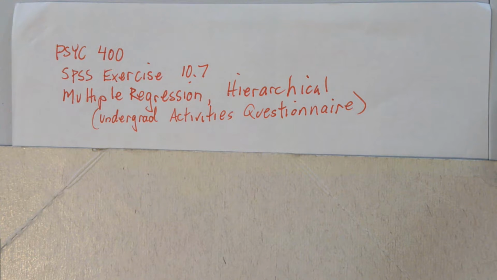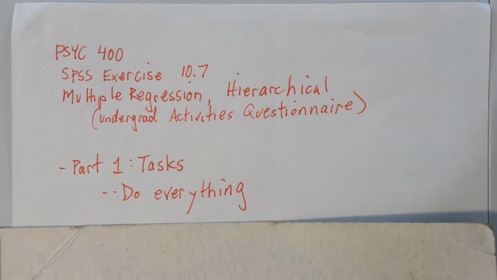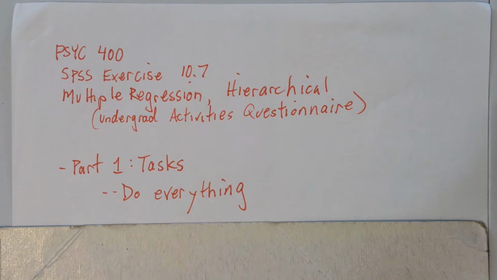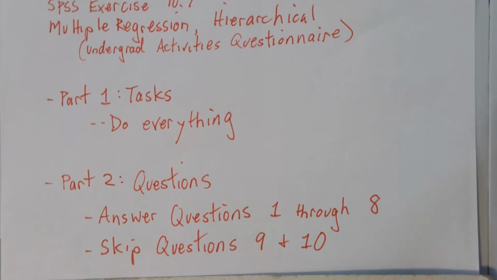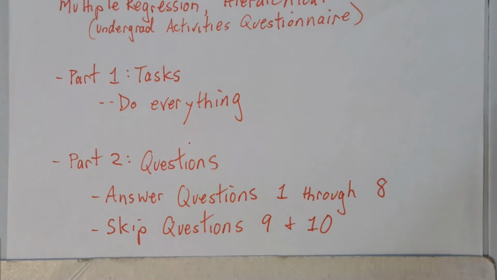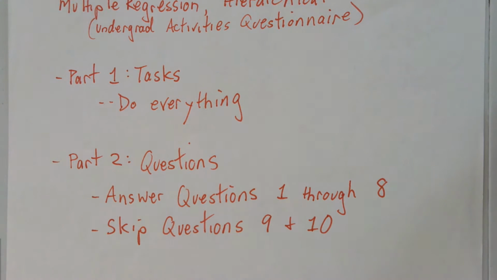It is SPSS Exercise 10.7 Multiple Regression Hierarchical. Part 1, Tasks. Please do everything that's indicated in Part 1. When it comes to Part 2 questions, you will not answer all the questions. You will answer only questions 1 through 8. You'll skip items 9 and 10. Now technically, what I've just presented is all that you need. If you feel confident in using SPSS, you can go ahead and get started with the exercise.